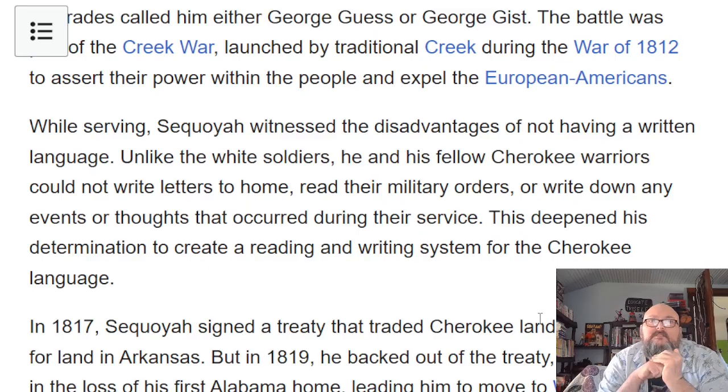But it was during this time of serving militarily that the value of the ability to write became clear to Sequoyah. How orders could be sent to different areas without having to yell long, long distances.